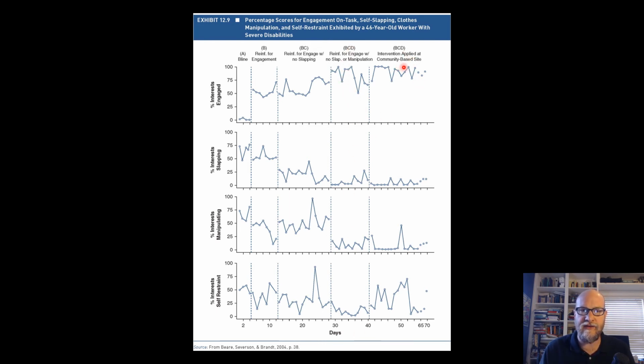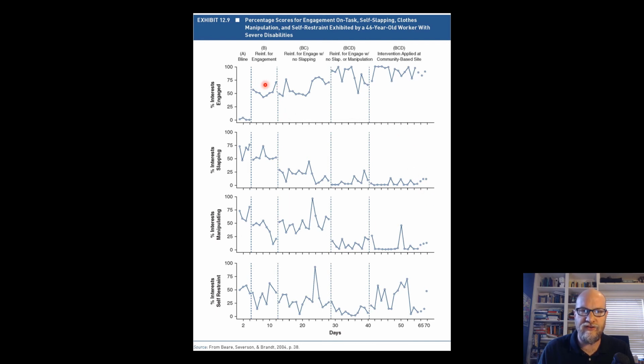And then finally, they took this intervention and applied it not only in his workplace, but in his community-based site as well. So they sort of intensified the intervention. So what you have is an A, B, BC, BCD, and then a slightly different, maybe asterisk BCD phase here.